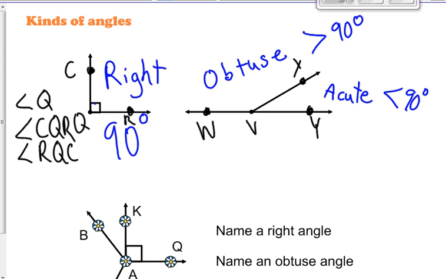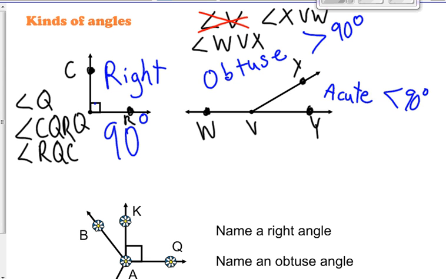Now, one thing we got to be careful of is we cannot call it just angle V, because the vertex is shared with our acute angle also, so we cannot call it angle V. So in this case, we must name it according to 3 letters. So our obtuse angle would end up being angle W, V, X, or it could be the opposite, angle X, V, W.